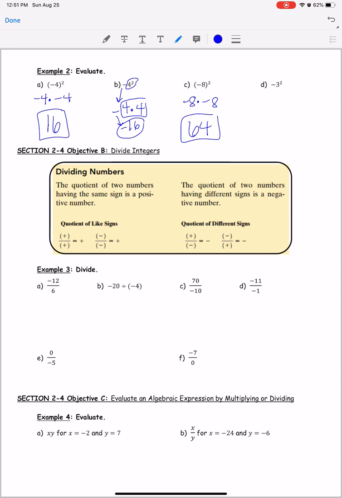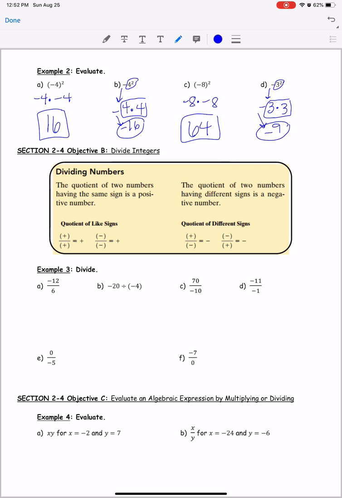And on D, you've got -3 squared, no parentheses, so it means the only thing being squared is that 3. So that negative comes down. 3 squared means you've got 3 times 3. 3 times 3 is 9. That negative comes down, so my answer is -9. So those parentheses really make a difference whether that number becomes positive or negative.